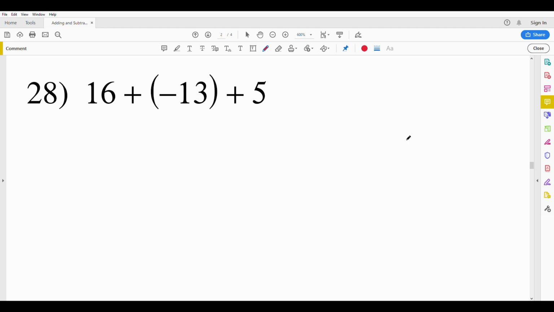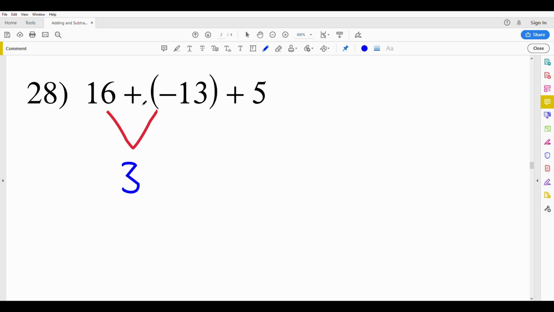For number 28, we have 6 plus a negative 13 plus a positive 5. Again, addition's commutative, and the way in which we add doesn't matter. So I'll start left to right. 6 plus a negative 13, that's like 6 minus 13. Because we're adding a negative, we're moving to the left on that number line. So 6 plus a negative 13 is going to be a negative 7.